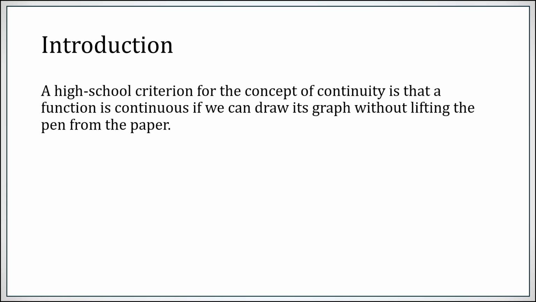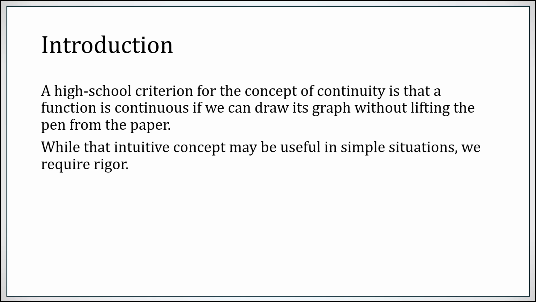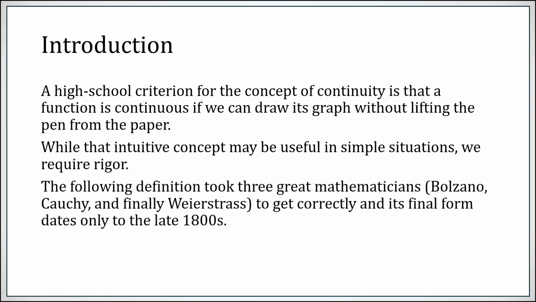Now, a high school description of what a continuous function is: one that you can draw, quote, without lifting the pen from the paper, end quote. That intuition is somewhat useful in simple situations, but we need to be a bit more rigorous. The following definition took many great mathematicians, like Bolzano, Cauchy, and finally Weierstrass, names we've seen before, to get correct, and its final form is really only from the late 1800s.